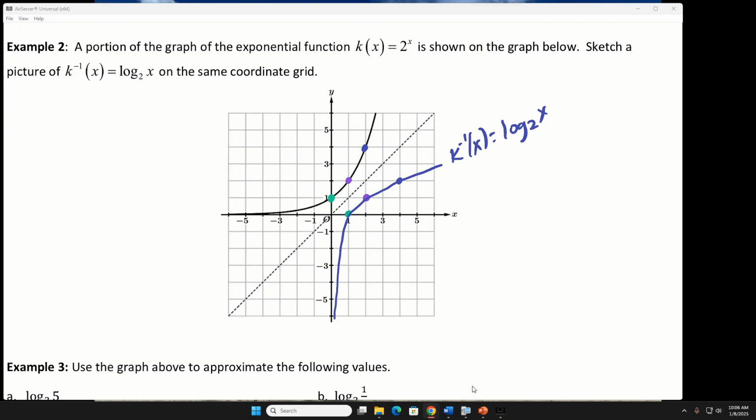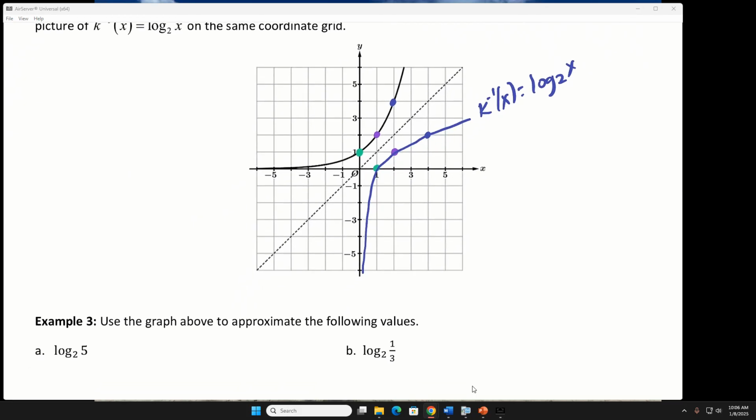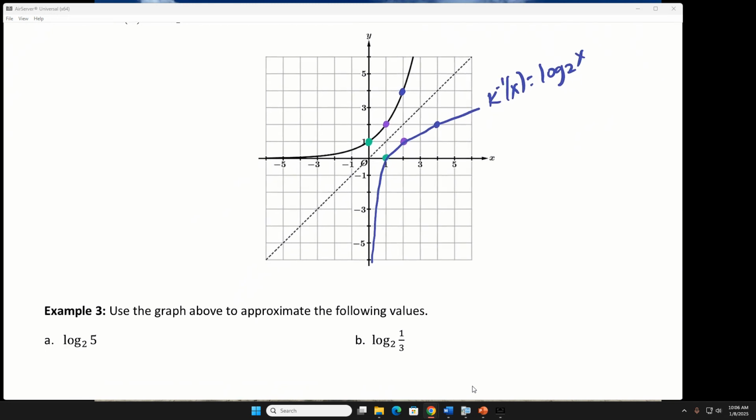All right, so on example 3, we're going to use the graphs above to evaluate some logarithms base 2. You have two options. You can go back to the original, which is probably the best option unless you just drew your inverse perfectly. If it's log base 2 of 5, you want to know what x value makes the original graph equal to 5. So if you're going to estimate that, what would you say? Anybody have a guess? It's a decimal? 2 1/4. Sure.